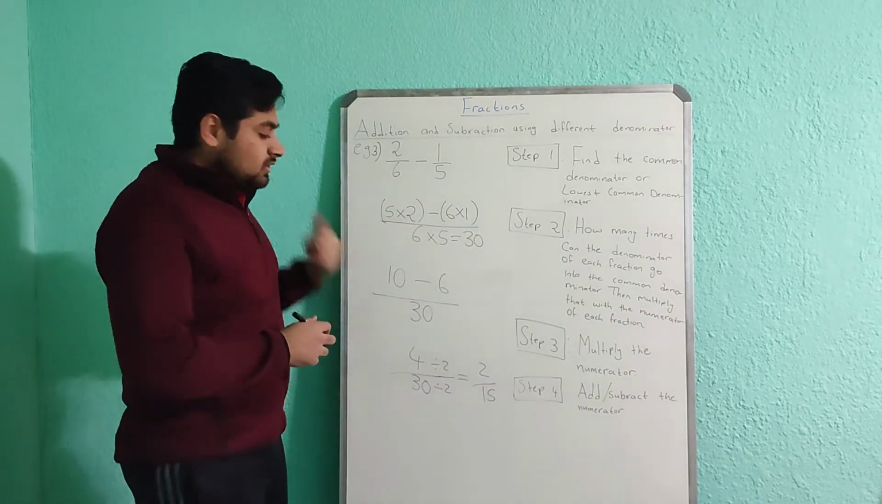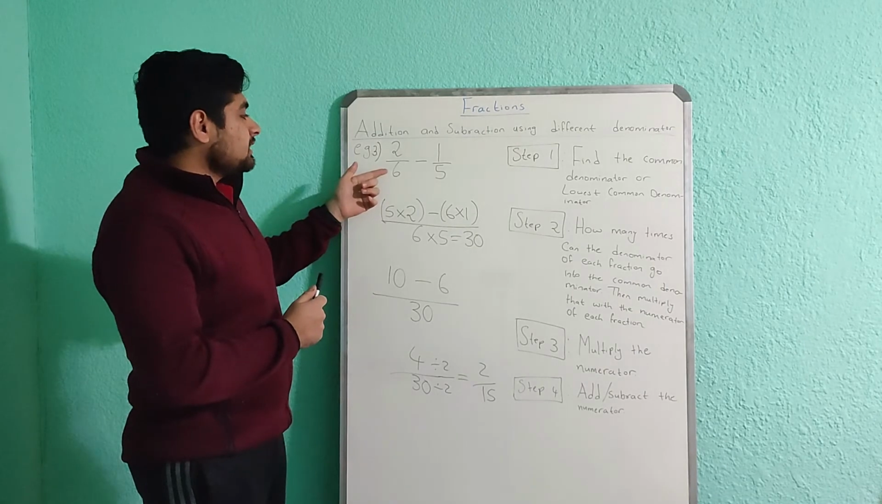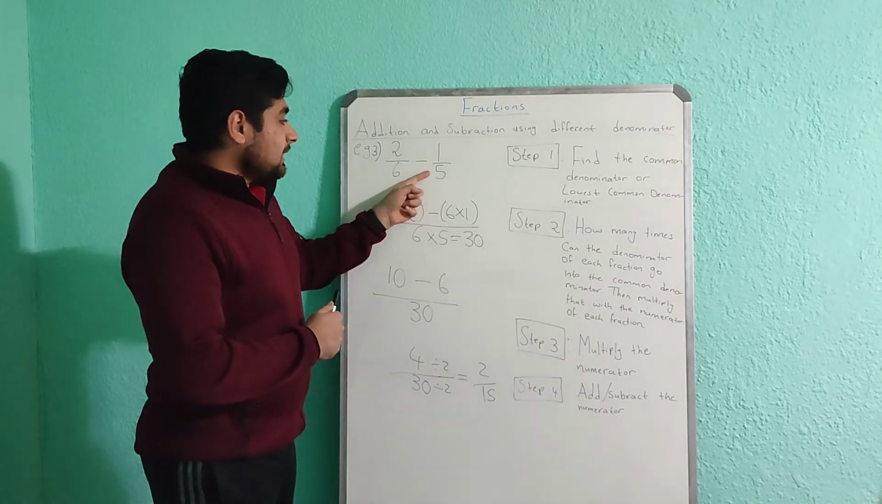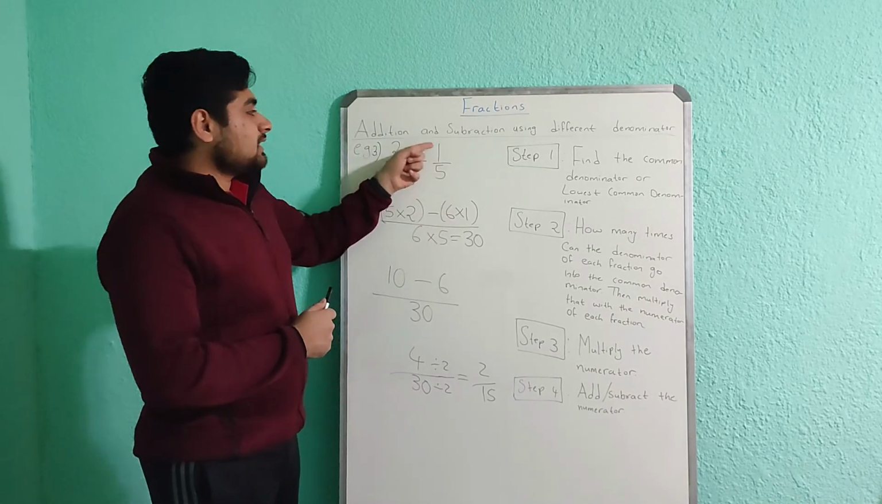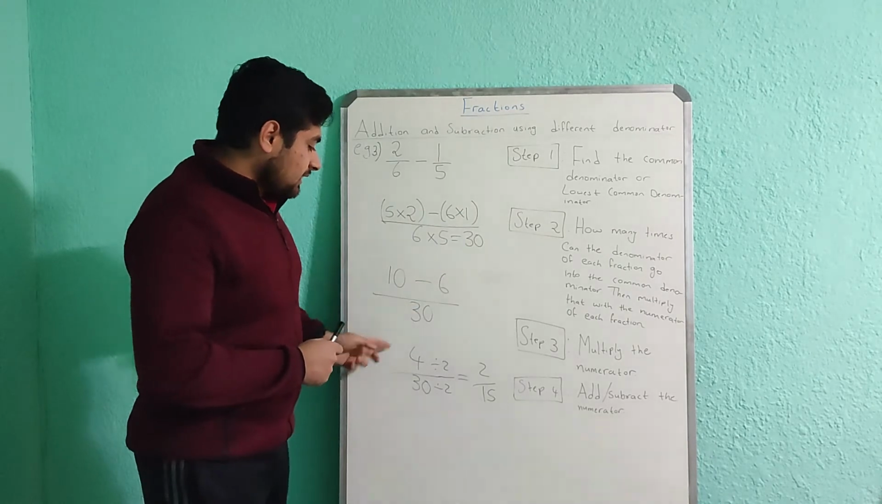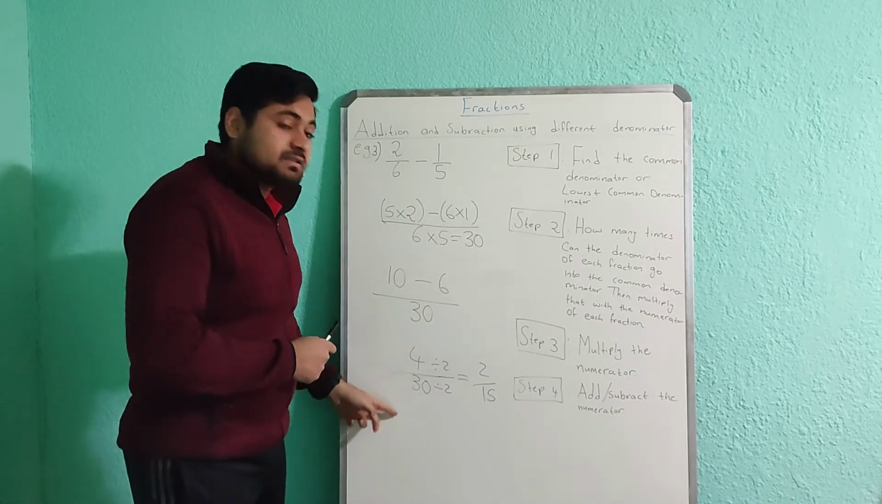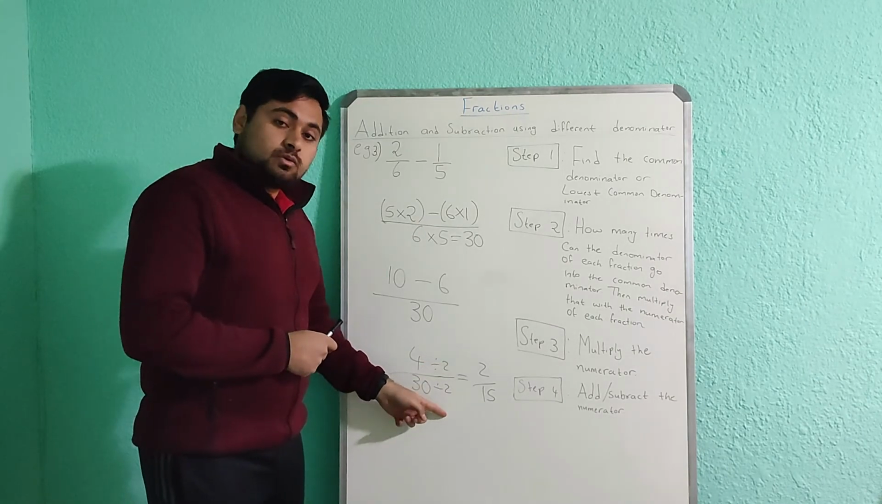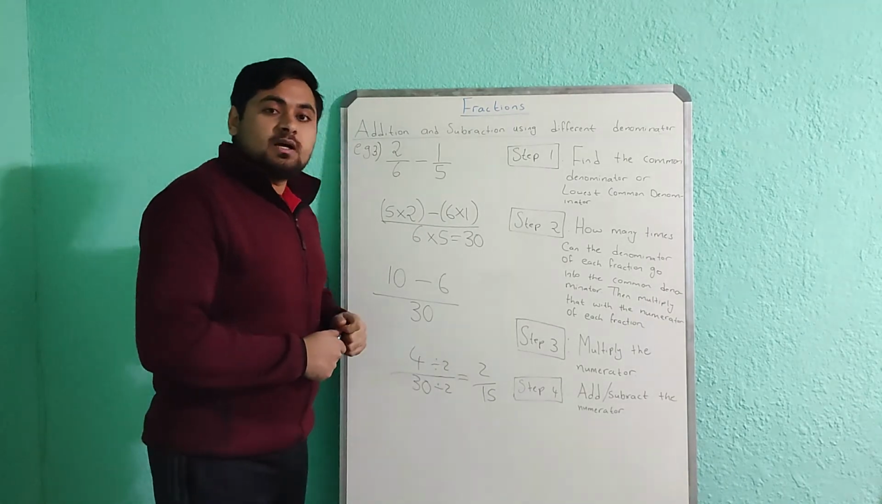Then you follow the old rule, right? You look at how many times 6 can go into 30, then you multiply that by the numerator. How many times can this 5 go into 30? Multiply that by 1. And then do the multiplication on top and then do the normal process. Then we see you can simplify it further. A common number between the two is 2, right? Therefore it is 2 over 15.